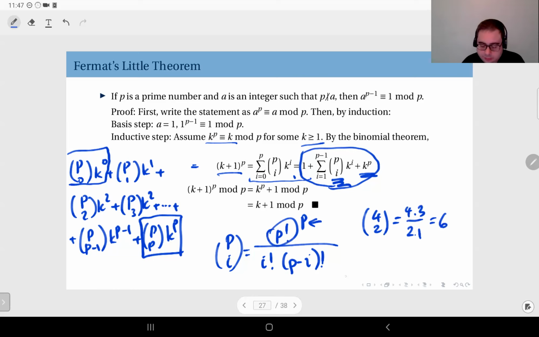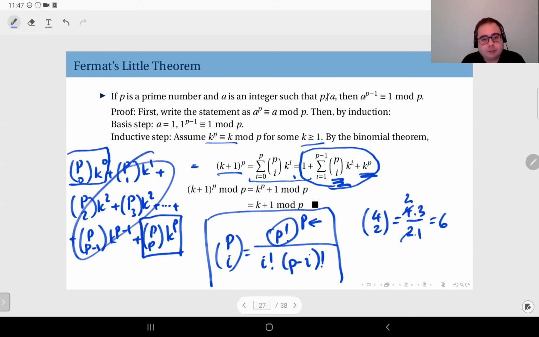But that is not the case here. When p is prime, it's not going to be cancelled out or simplified by any value in the denominator, as you can do here. So that's not going to happen when p is prime. Therefore, all these terms in between are divisible by p, which means under modulo p, I can get rid of them. So if I take modulo p of both sides, what I get is k plus 1 to the power p modulo p is congruent to k to the power p, this term, plus 1, this term, modulo p, because all the others are divisible by p.